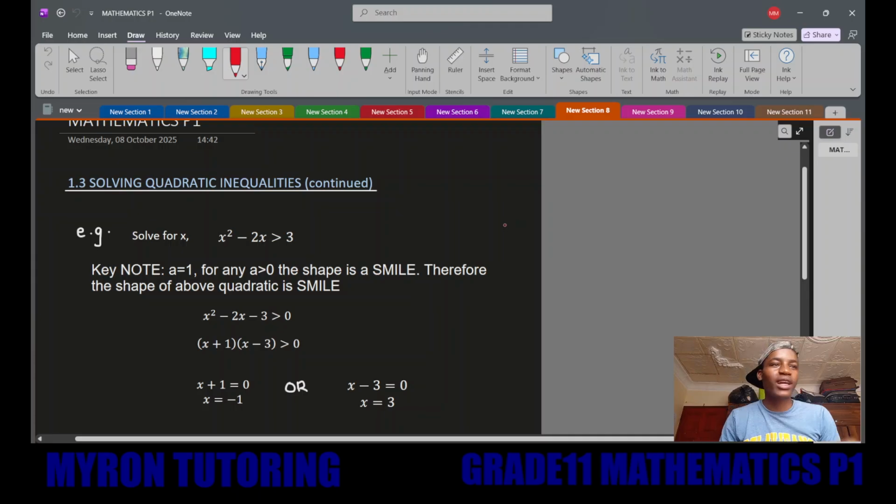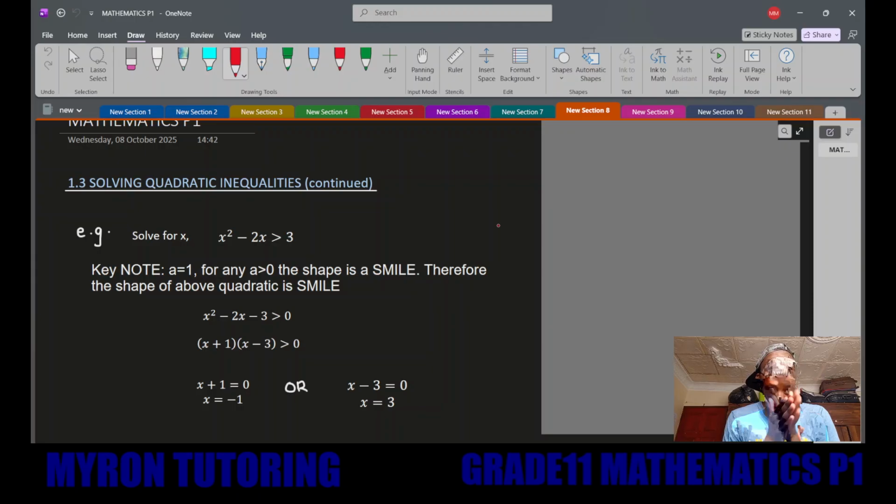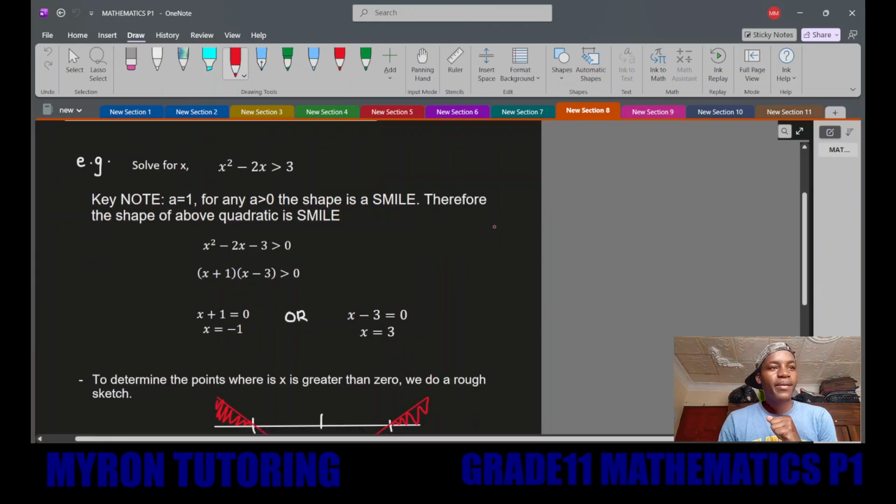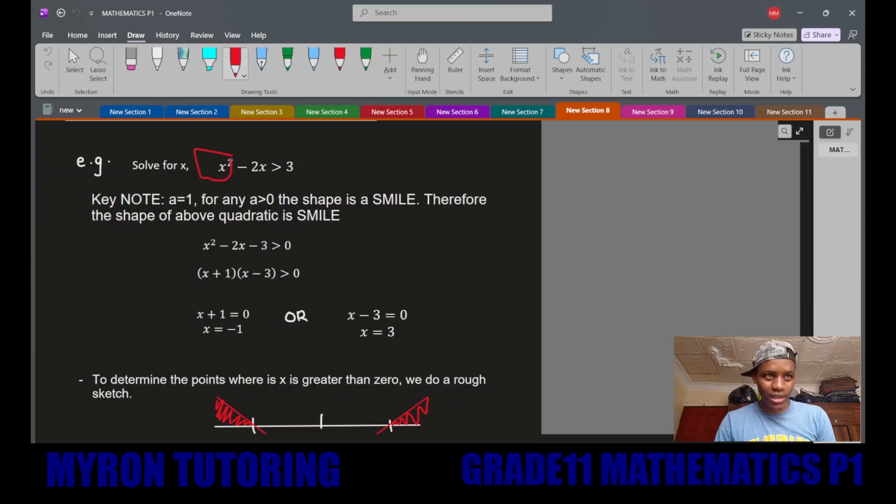Let's look at another one. Let's solve more quadratic inequalities. What if we have x squared minus 2x is greater than 3? So we make our notes before anything. We have x squared, where our a is +1. A is +1, so we know that the shape is a smile. That means it's concave up.